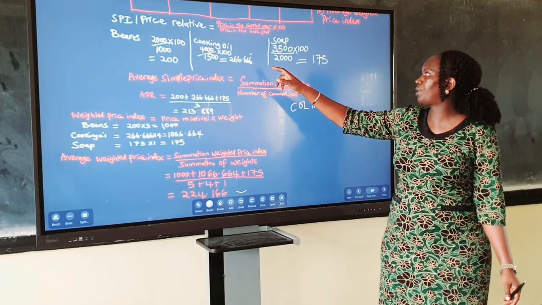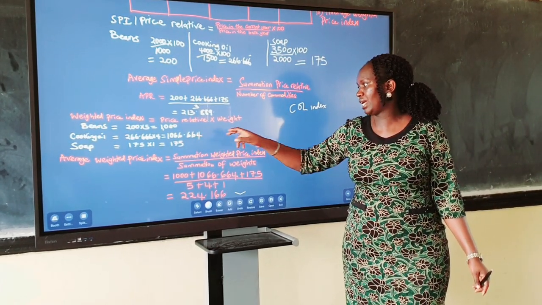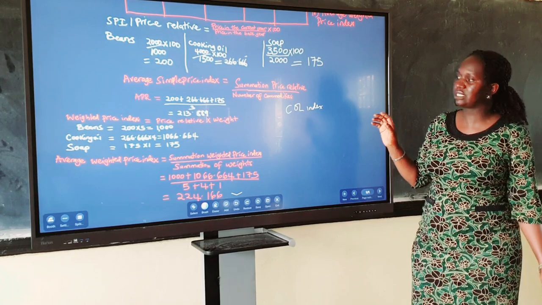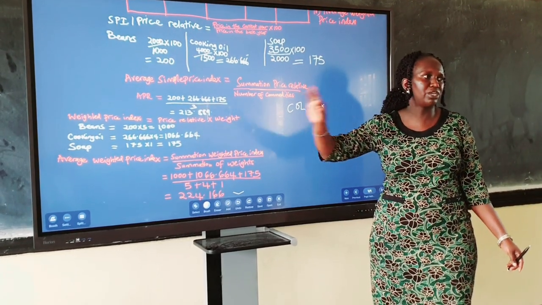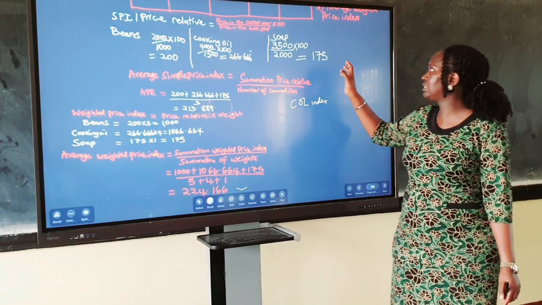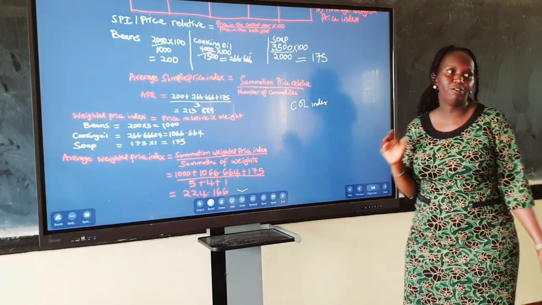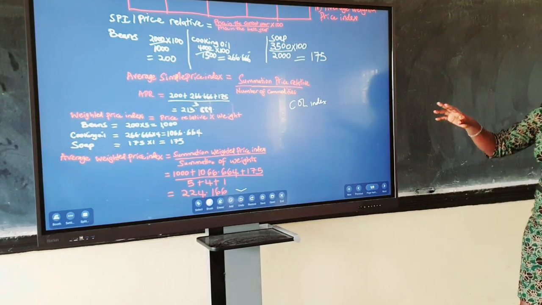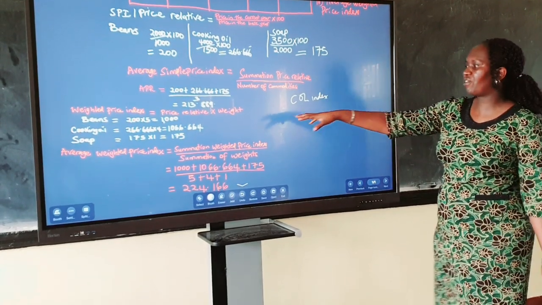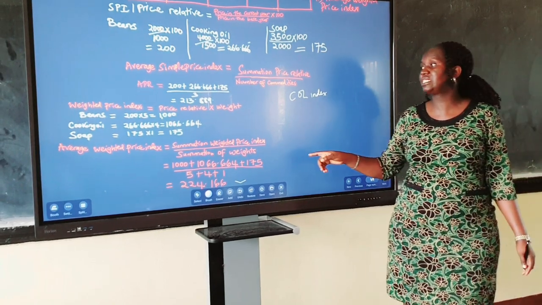The 266.666 times 4, which was its weight, and we get 1066.664. Even here we are rounding off to 3 decimals. And finally, the soap: 175 times its weight, which is 175.